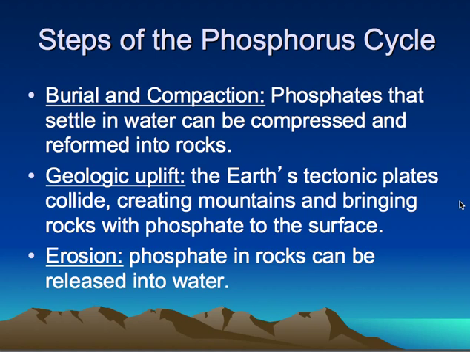And when the tectonic plates of the Earth collide, you get mountains. And when you get mountains through what's called geologic uplift, you essentially bring phosphate back to the surface to be worn down again. This wearing down or weathering is called erosion, and that's how phosphate is released into the water.